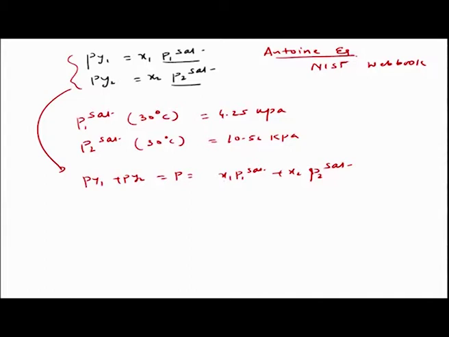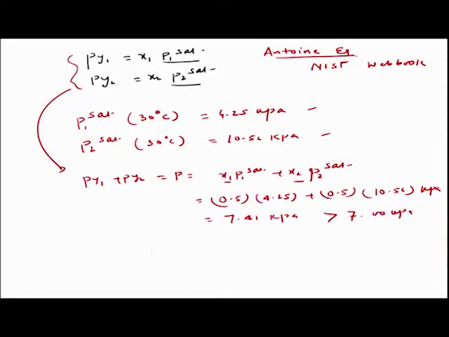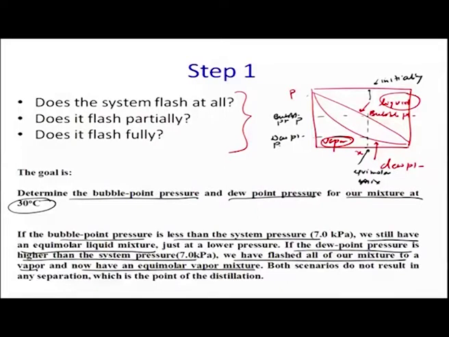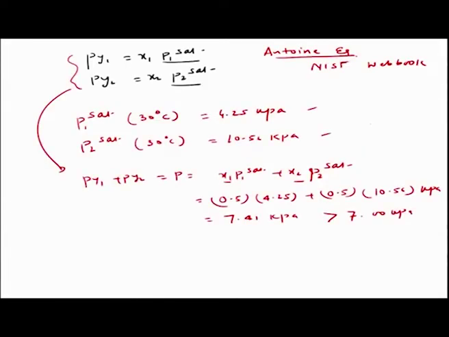So, x1 I know, x2 I know, P1 sat I know, and P2 sat I know. If you plug in this information, this is 7.41 kilopascal, which is greater than 7 kilopascal. The first important thing is, what did we obtain here? Is this a bubble point or a dew point? X here is the liquid composition. The P corresponds to liquid composition at saturation, so that is going to be the bubble point. So, this is a bubble point pressure.